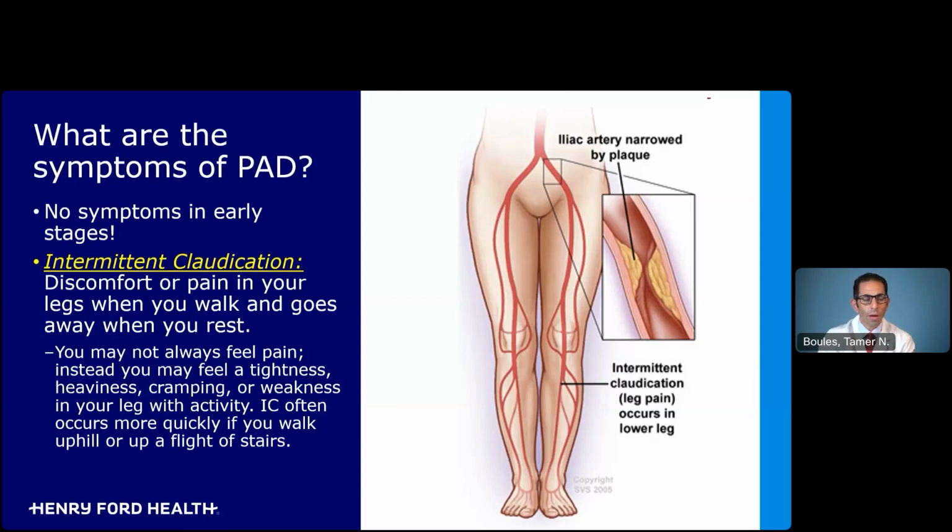And it occurs more as you walk faster, walk uphill, climb stairs. Interestingly, it doesn't occur as much when you're riding a bike because you're not really bearing the weight of your legs very much when you're sitting on a bike. So it's really when you're up and around walking that people notice the symptoms the most. But one of the key things is that it goes away when you stop and rest and take a break.